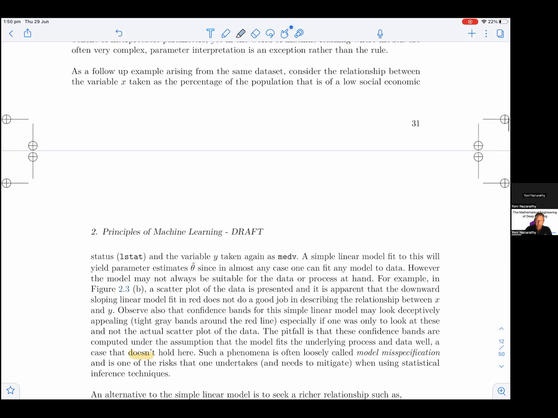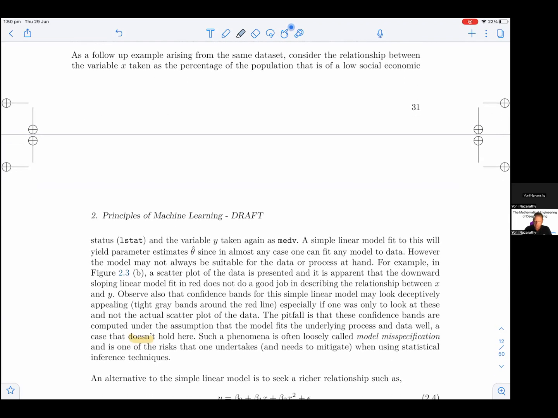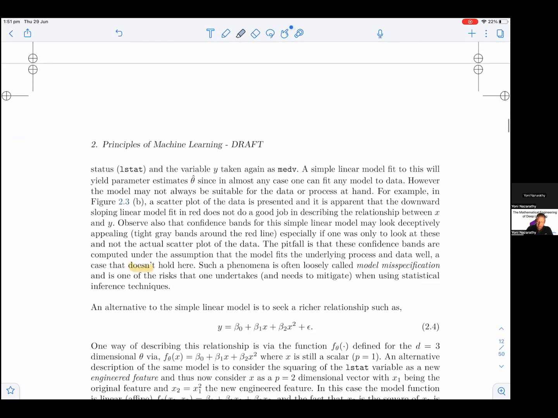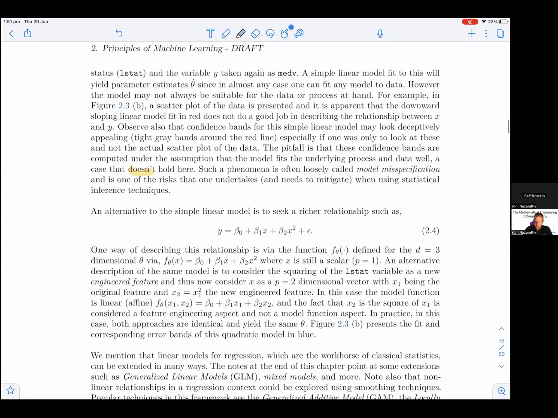As a follow-up arising from the same data set, consider the relationship between the variable x taken now as the percentage of the population that is of low socioeconomic status. That's L stat. And the variable y, again taken as m med v, that's the median house price. A simpler linear model to fit this will yield parameter estimates theta hat, since in almost any case one can fit any model to data. However, the model may not always be suitable for the data or process at hand.